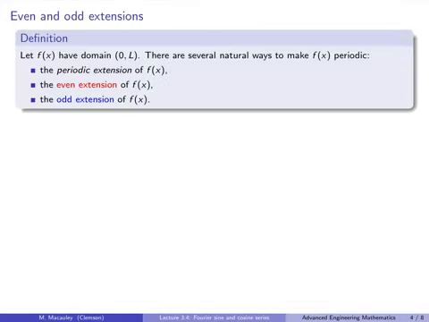So now that you have the motivation and the intuition, let's define these things formally. Let f of x have domain 0 to L. So it's defined only between 0 and L. There are several natural ways to make this into a periodic function so we can compute its Fourier series. I think I'm going to just sketch this via example, and I think you'll get the idea.